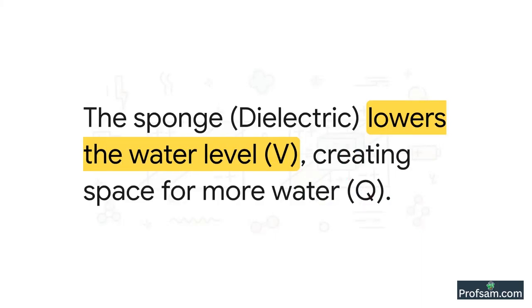Let's explore this. Imagine the bucket is our capacitor. The water inside it is the electric charge, Q. And the level of the water, that's our electric potential, or voltage, V. Now, what happens when we put the sponge, our dielectric, into the bucket? The sponge soaks up some water, right? And because of that, the water level suddenly drops. The potential, V, has decreased. Now, to bring the water level back up to where it was before, what do we have to do? We have to add more water. So the sponge has allowed us to store more charge, more water, at the same potential, the same level.